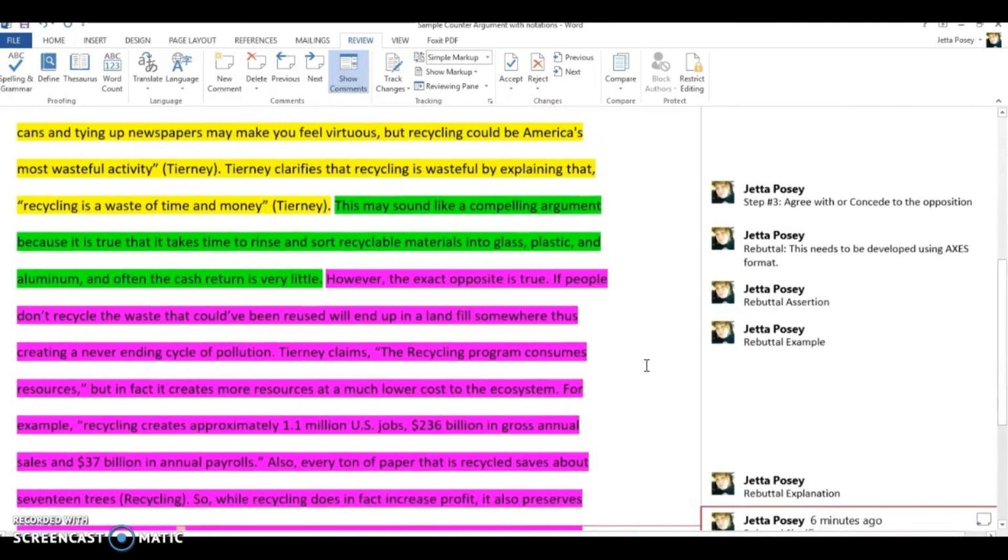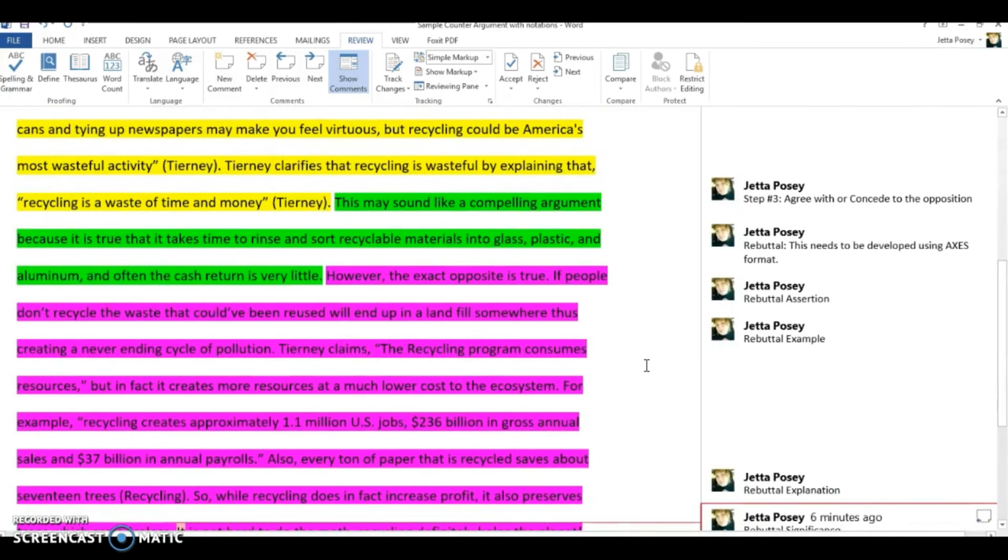But now here comes the most important part of the counterargument, and that is the rebuttal. So usually a rebuttal starts with a signal word like but or however. And the student said, however, the exact opposite is true. If people don't recycle the waste that could have been reused, we'll end up in a landfill somewhere, thus creating a never-ending cycle of pollution.